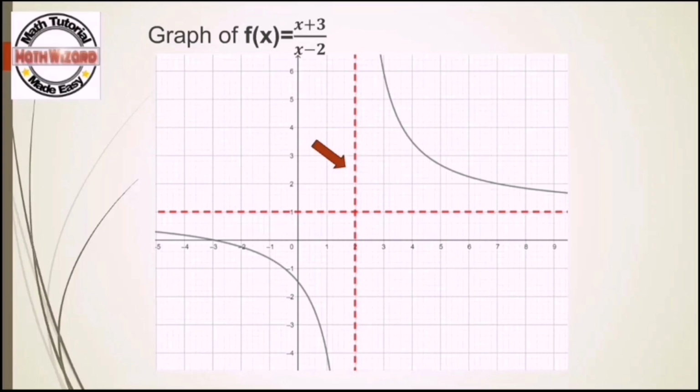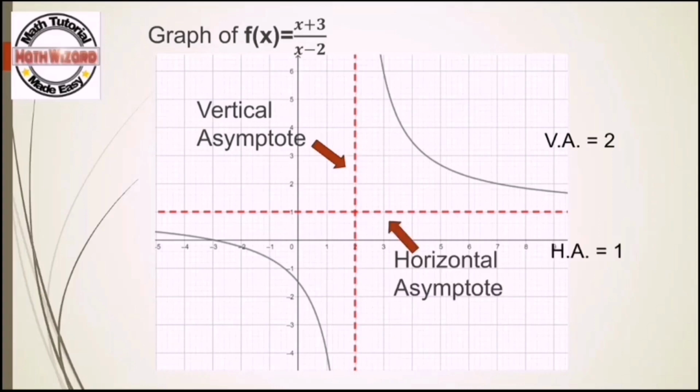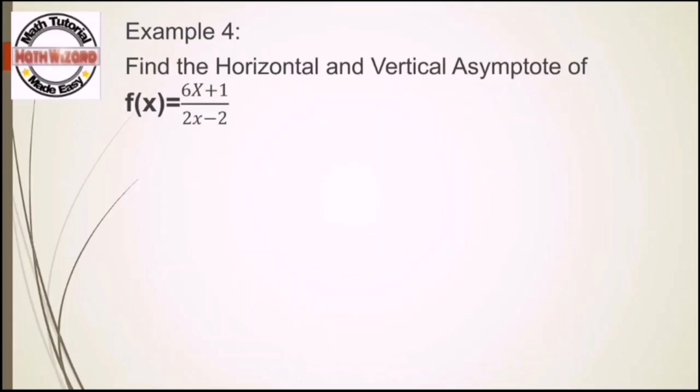So this one is the vertical asymptote, wherein we can find it at x equals 2, and our horizontal asymptote is found at y equals 1. Okay, that's how it goes. Now let's try to solve the fourth example.